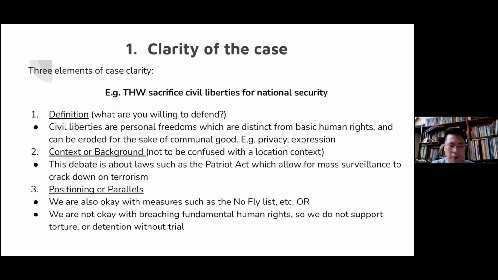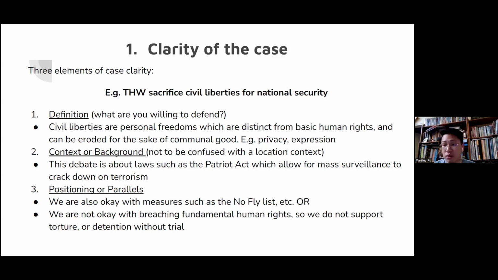And finally, and more importantly, positioning and parallels. So what else are you okay with and what else are you not okay with for this purpose? Like the Patriot Act is about mass surveillance to crack down on terrorism. What else are you okay with? You're okay with measures such as a no-fly list because you want to stop people from exercising their right to fly to a different country because you want to protect your country. What you're not okay with is breaching fundamental human rights. So you don't support torture because that's erosion of human rights.